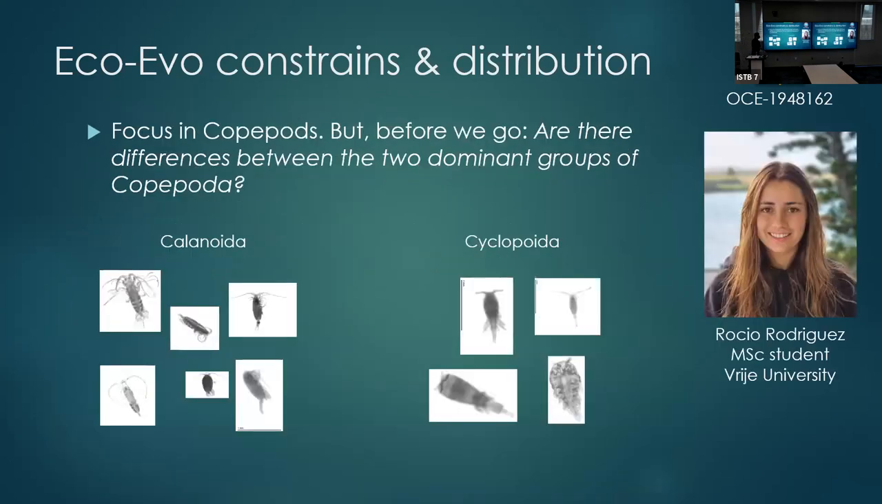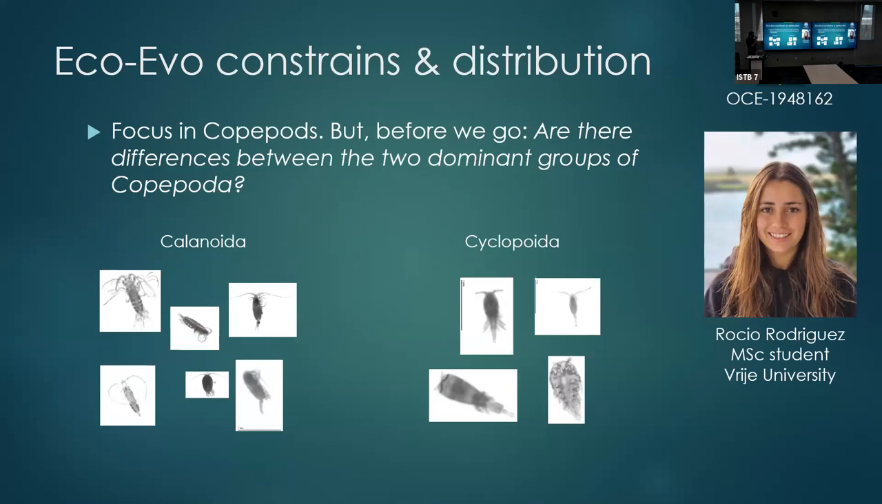Another master student, Rocio, is from Argentina, but she's a student at Brigham University in Amsterdam. She came for 6 months to my lab, and she decided to stay 5 more months. This is great. We're going to focus on copepods, just one evolutionary lineage. But when I started to look at her data, there were a few things that didn't convince me, so I decided to ask this question.